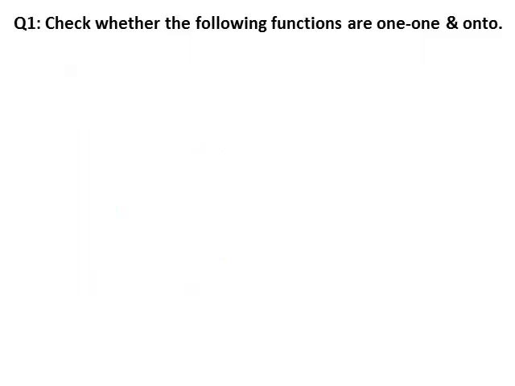Let's discuss some questions. Check whether the following functions are one-one and onto. First one is f mapping from N to N defined by f(x) equals to x square. Here, domain of the function is set N of all natural numbers and codomain of the function is also set N of all natural numbers.